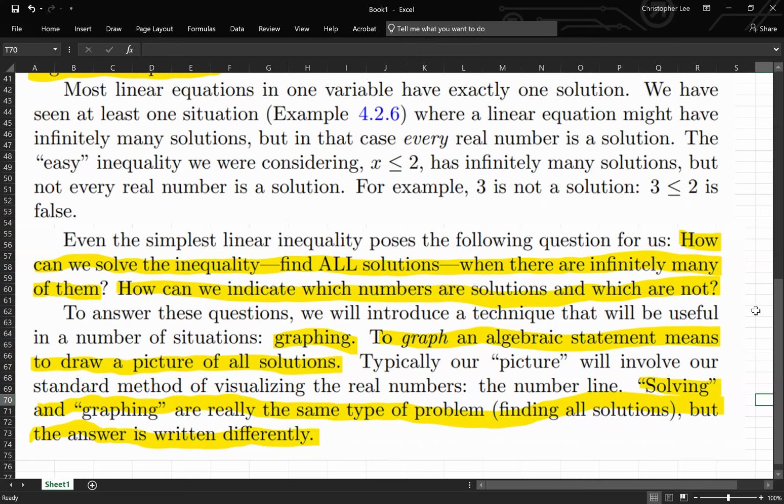All right. So to graph an algebraic statement means to draw a picture of all the solutions. Typically, our picture will involve our standard method of visualizing the real numbers, the number line. So solving and graphing are really the same type of problem, finding all the solutions, but the answer is written differently.